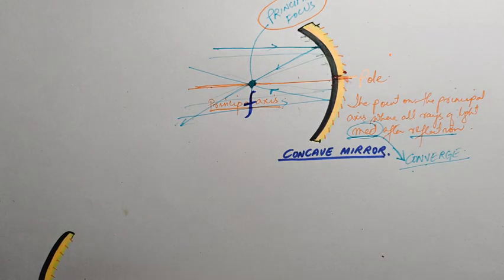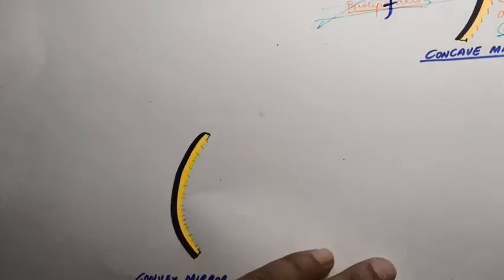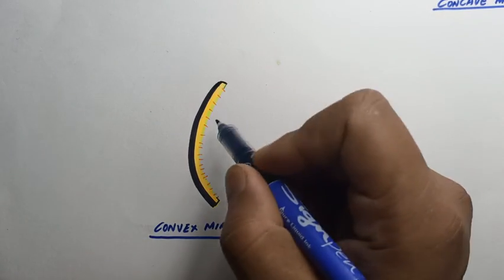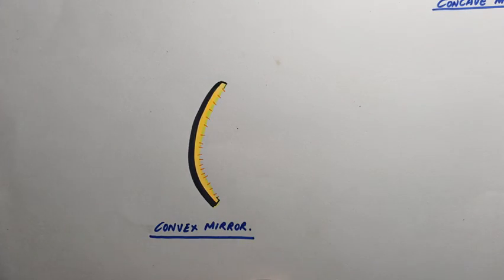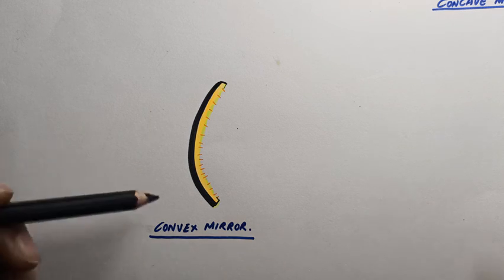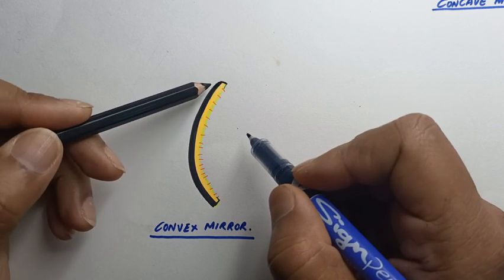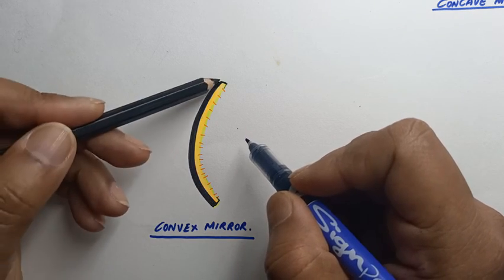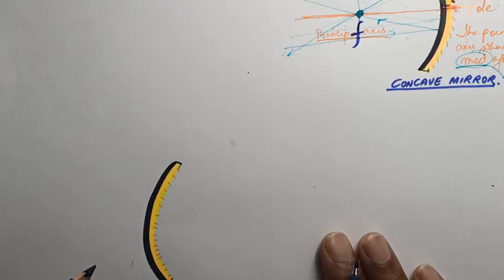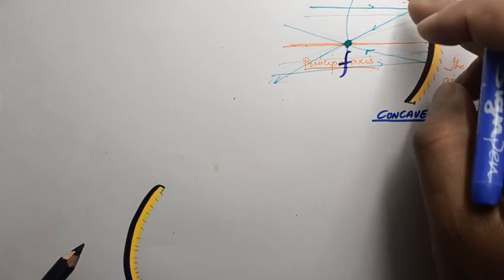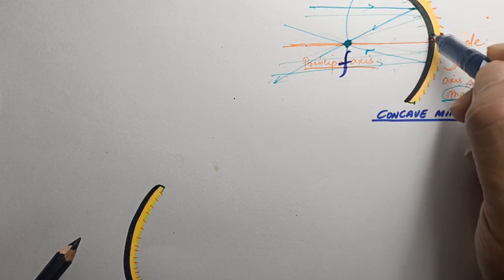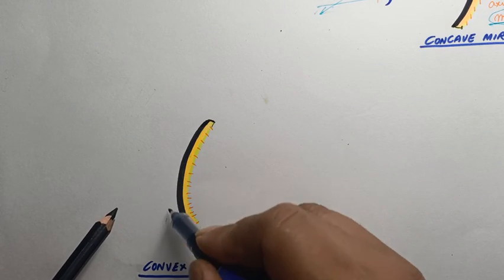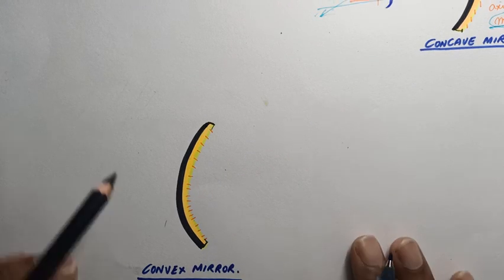Now come to convex mirror. I hope you can see here convex mirror. So what is a convex mirror? This of course is also a spherical mirror. The only difference is in this case the reflecting surface is bending outward. Over here you can see, in case of concave mirror the reflecting surface is bending inward, whereas in case of convex mirror the reflecting surface is bending outward.